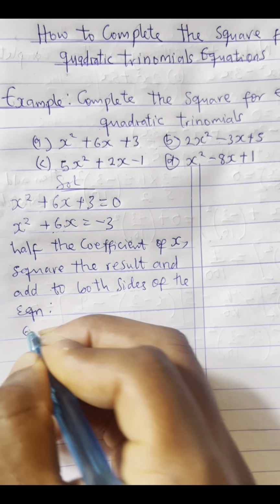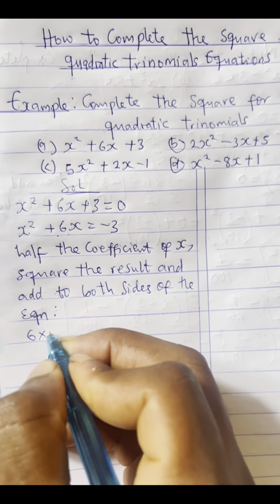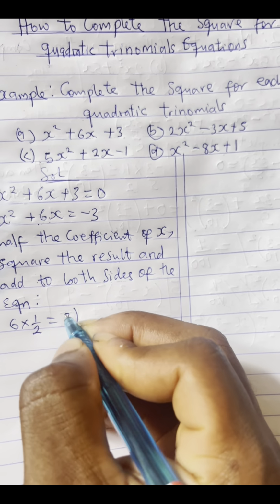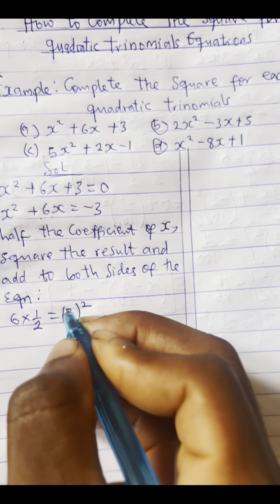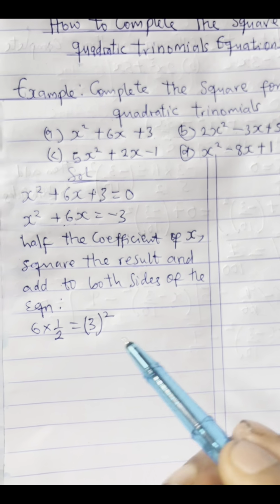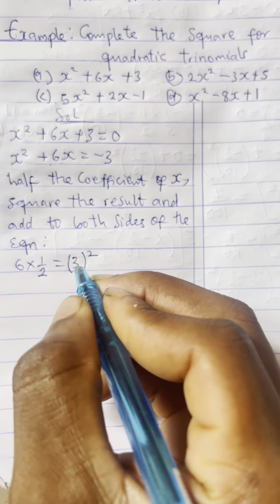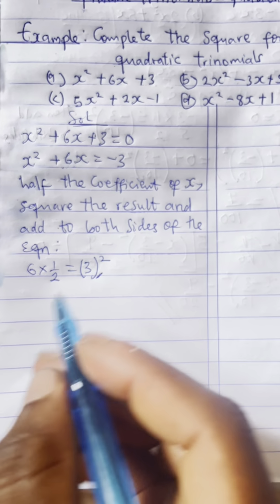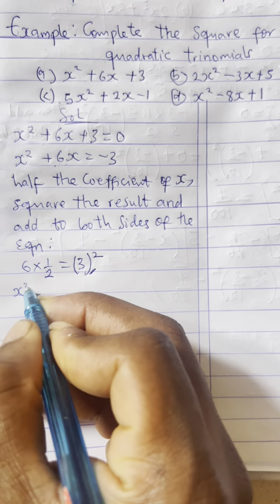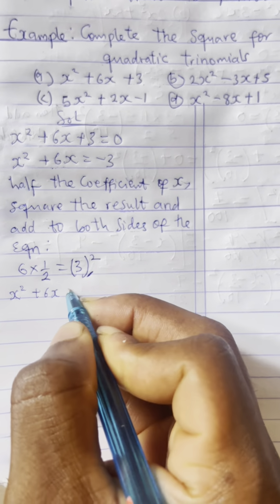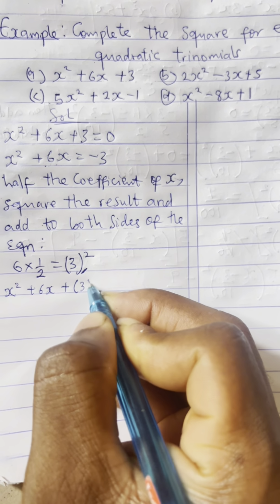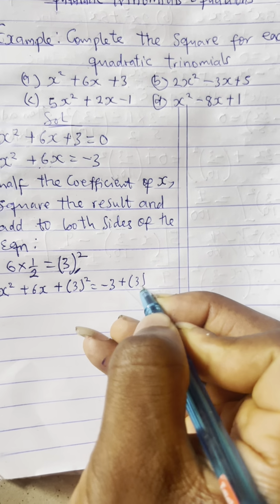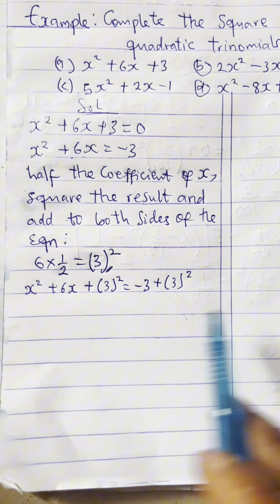So the coefficient of x is 6. So 6, I will half it. So I will just multiply by 1 over 2. That would be 3. So I'm going to square the result. Squared. So we can say it is plus 3. Do you get that? So doing that, I'm going to add this result, the square of the half, to both sides of this equation here. So that will then be x squared plus 6x plus open bracket 3 squared equals minus 3 plus 3 squared. So I will add it to both sides of the equation.